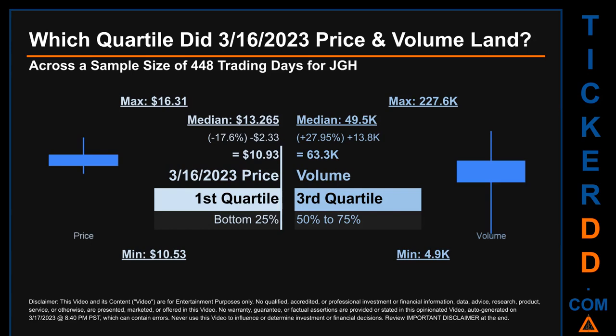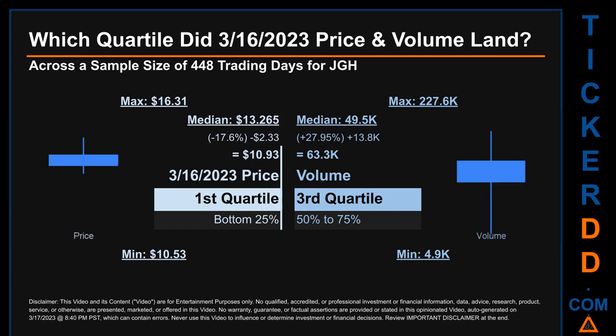The day's volume landed within the third quartile, that is within the 50% to 75% range of all sampled daily volume, which saw a max daily volume of 227.6 thousand and a minimum of 4.9 thousand. Quartiles tell us about the spread of a data set by breaking that data set into quarters, just like how the median breaks the set into half.